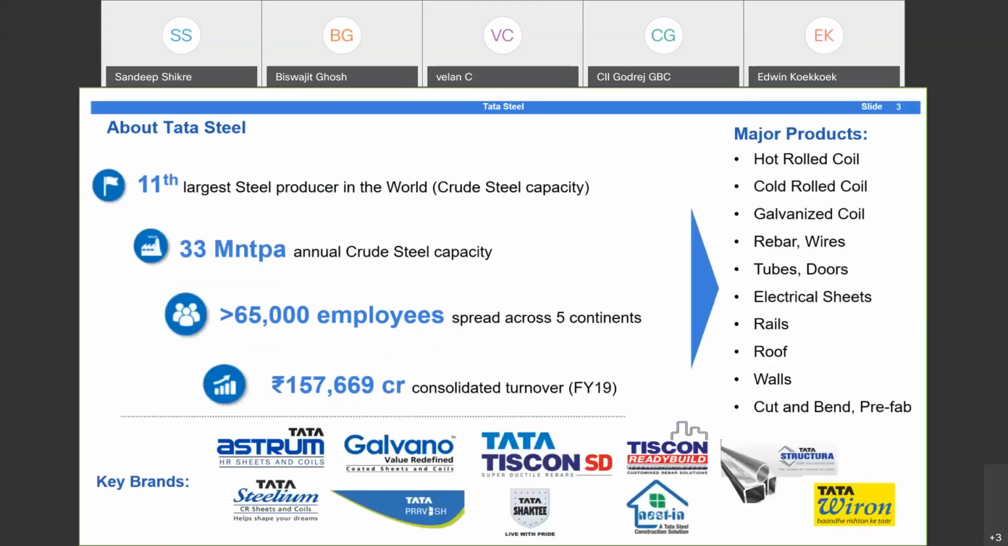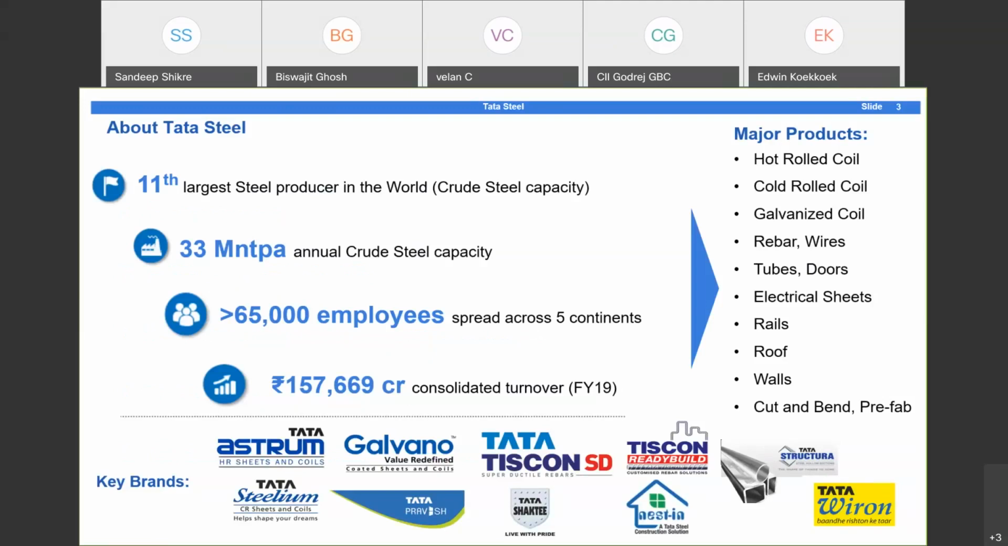Brief introduction about Tata Steel. Although we are a very reputed and well-known organization, it doesn't need much introduction in India. We are the 11th largest steel producer in the world, with a crude steel capacity of some 33 million tons per year. On the right-hand side, you can see some of the important products that we make.